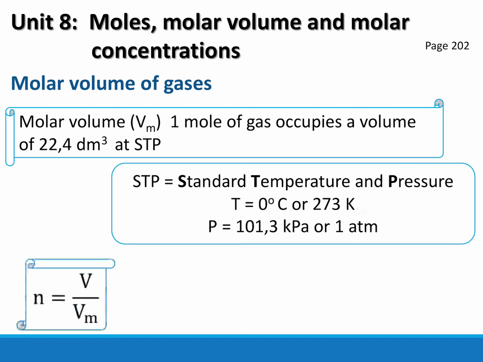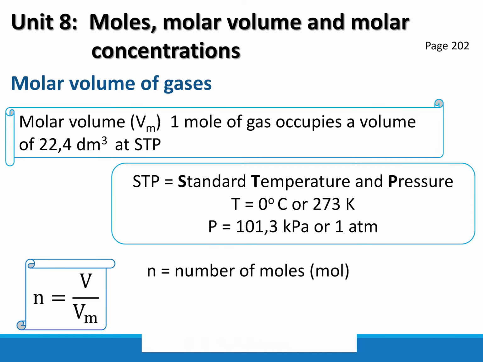Number of moles is the volume that we have divided by the molar volume. The nice thing with this one is you don't have to work out the molar volume like you have to do with molar mass, because it's always 22,4. So n is number of moles, volume is in decimeters cubed, molar volume is 22,4. Now before you move on, pause and do activity 1 on page 203, and you're going to get your answers from Teams.